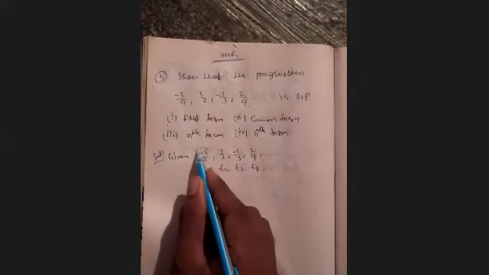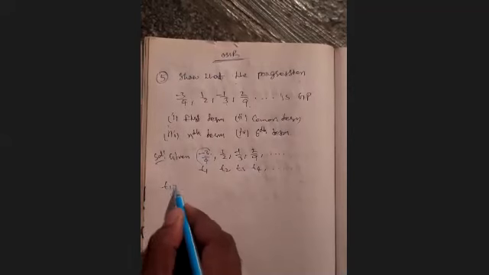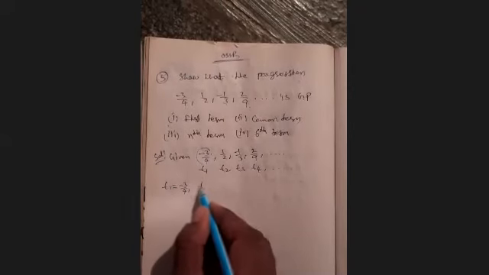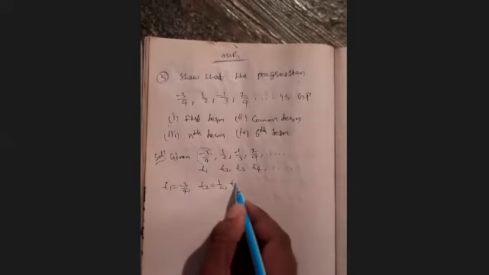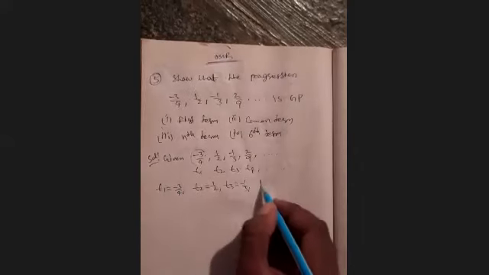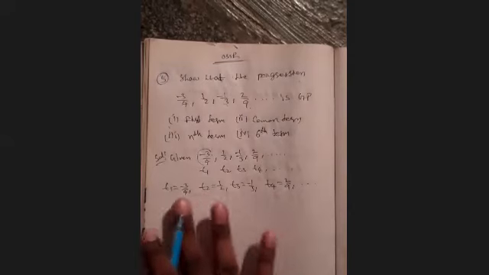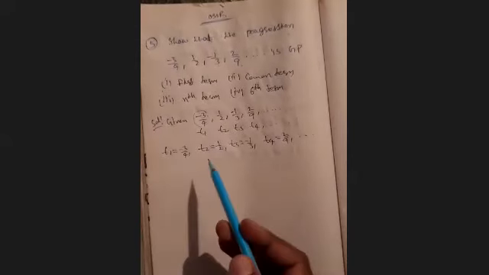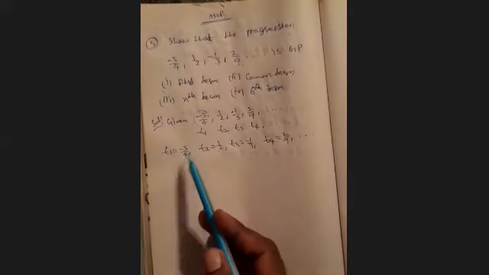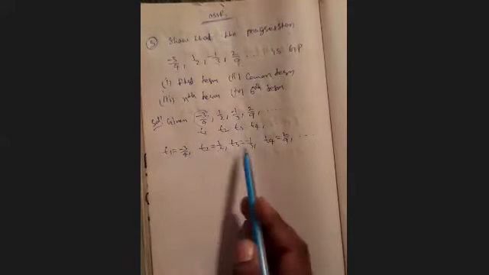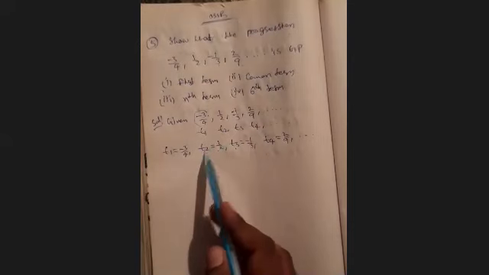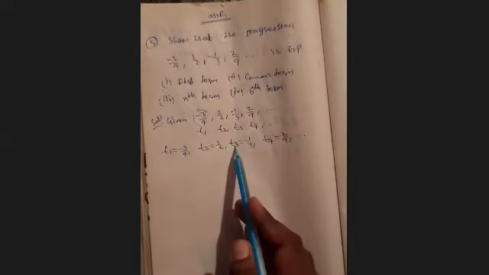See here, T1 is this, minus 3 by 4. I am writing clearly: T1 is equal to minus 3 by 4, T2 is equal to 1 by 2, T3 is equal to minus 1 by 3, T4 is equal to 2 by 9, and so on. There are more terms, but here they have given only 4 terms. Now we have to show this progression is GP. When can we say this is GP? When you get the ratio equal, that is T2 by T1 equal to T3 by T2 equal to T4 by T3. If you get the same, then we can say this is GP.